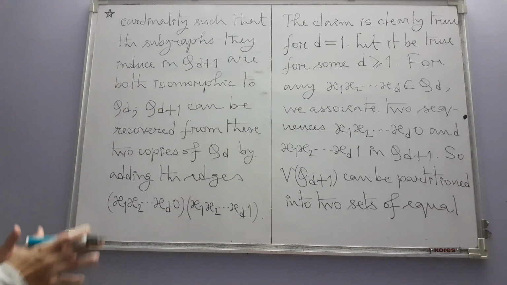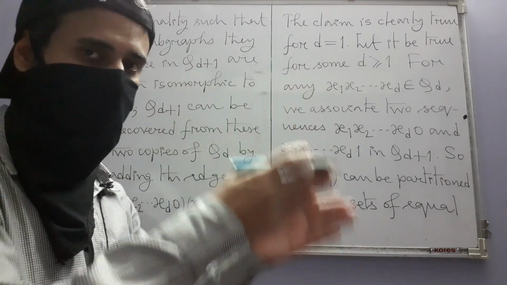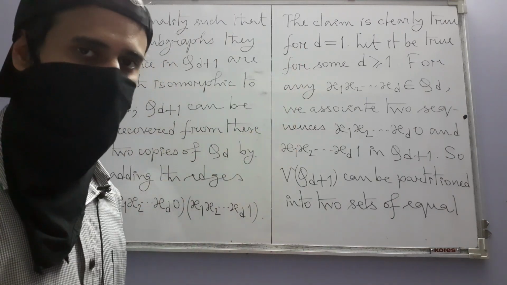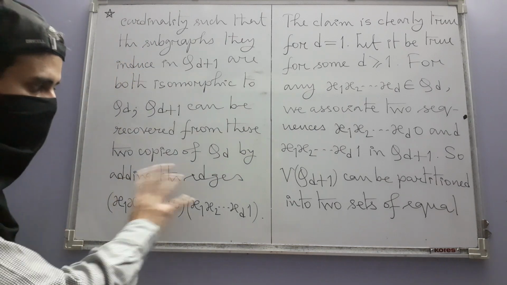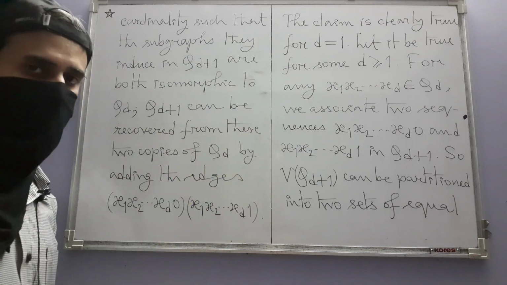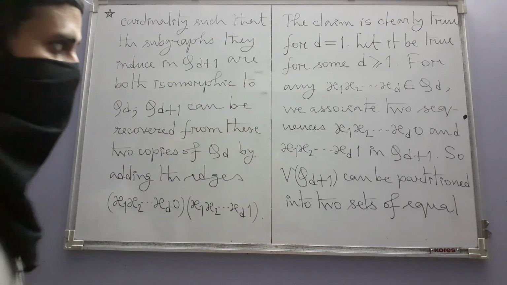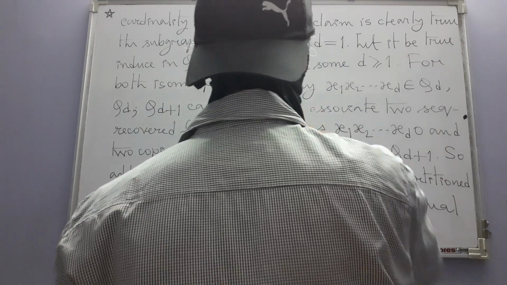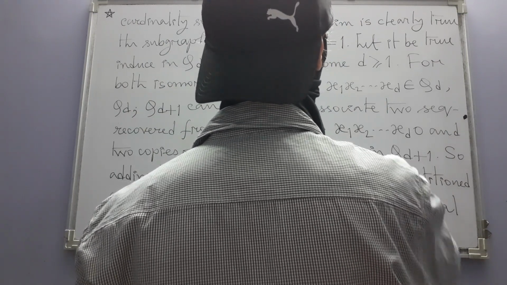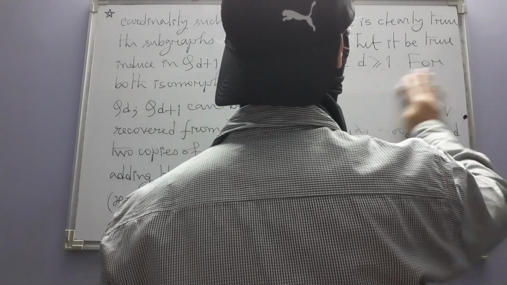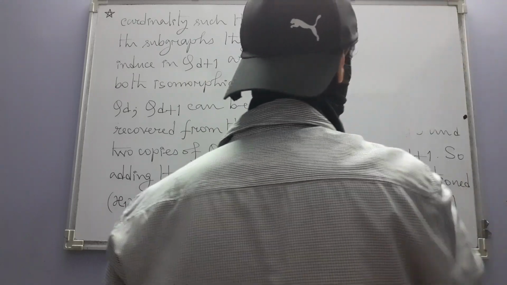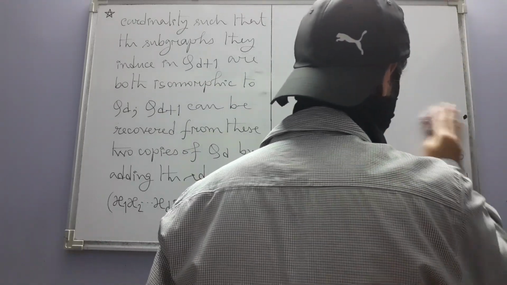So that means by adding these edges between those copies, we can recover QD plus 1 from those two copies of QD. Okay, now we have concretely written how to get QD plus 1 from QD. Now we can carry out our induction step. So induction hypothesis we already have. Let the claim be true for some D.